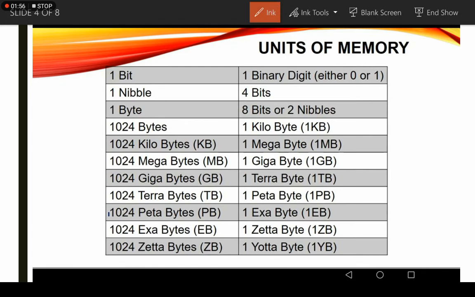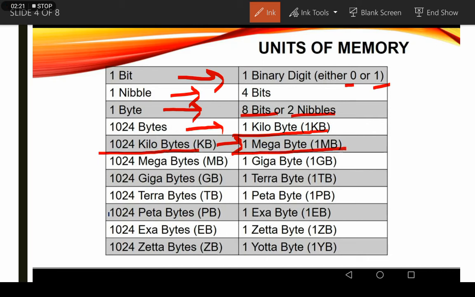So as you can see, some units of memory. This is important, so you can learn them. 1 bit equals 1 binary digit, which is 0 or 1. 1 nibble equals 4 bits. 1 byte equals 8 bits or 2 nibbles. 1024 bytes equals 1 kilobyte or 1 KB. 1024 kilobytes equals 1 MB or 1 megabyte. Enough. So you can learn them.